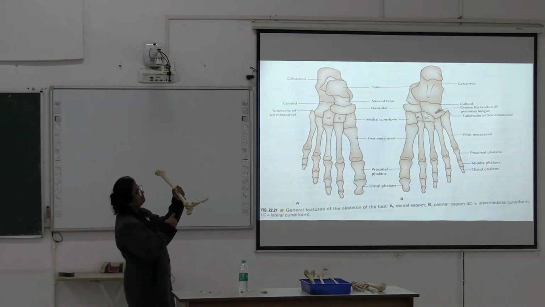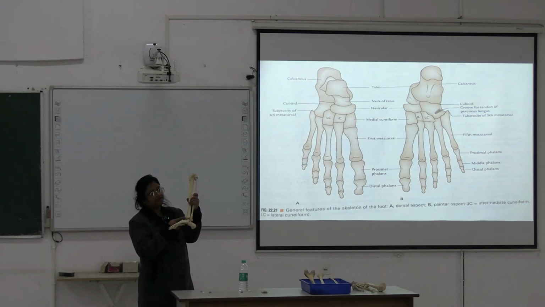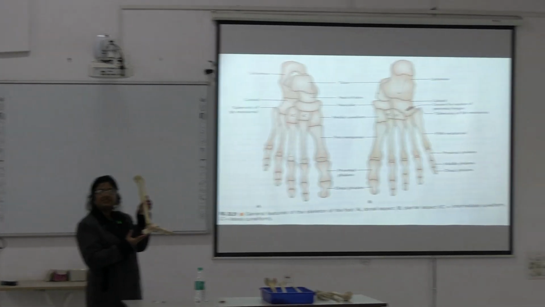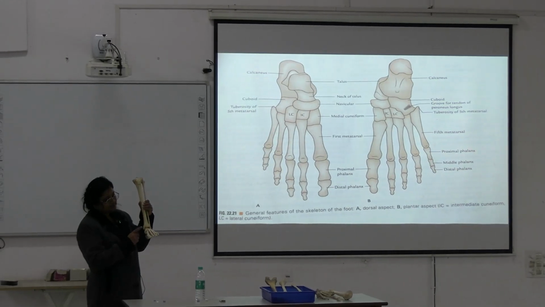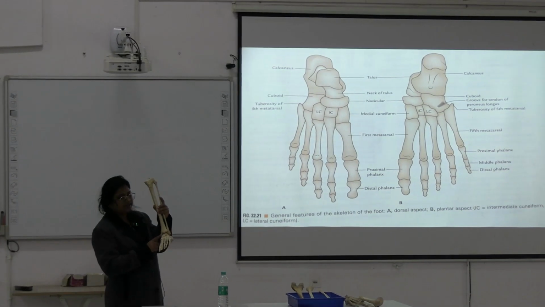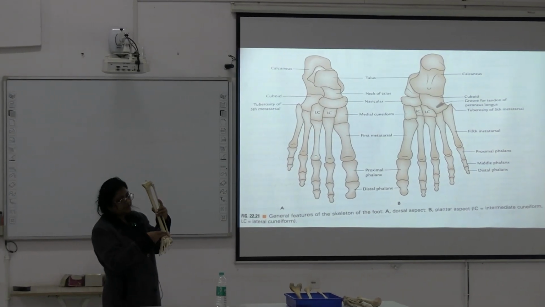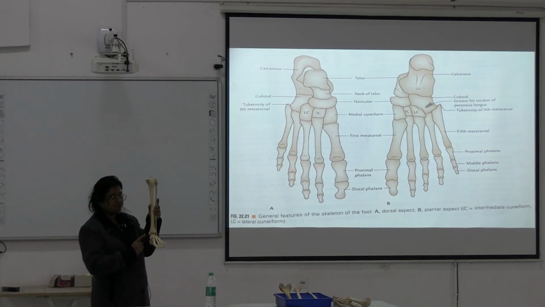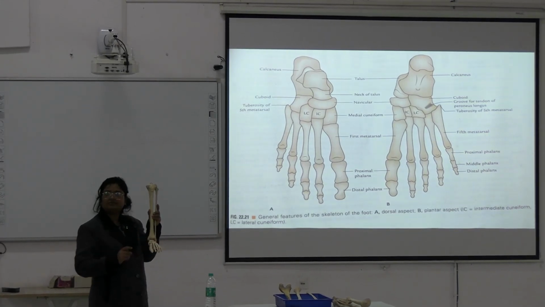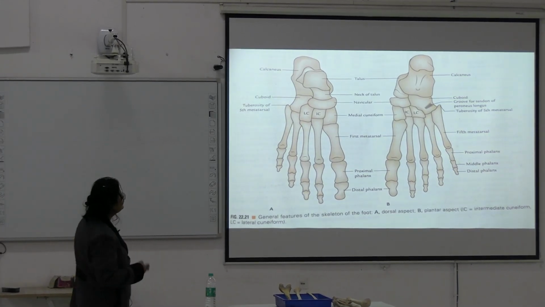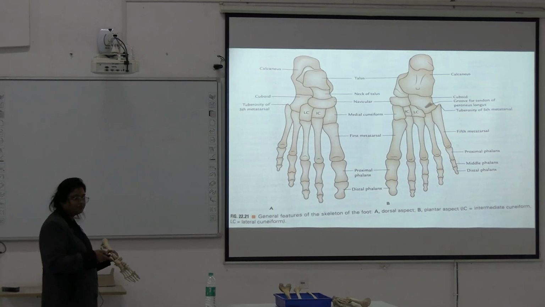And here you see this bone which articulates with the tibia and fibula, this is the talus. This bone forming the heel portion is the calcaneum. Here is the navicular, this is the cuboid and 3 cuneiforms, medial, intermediate, lateral cuneiform. So, these are the bones forming the foot.